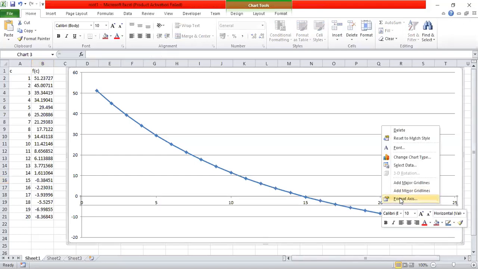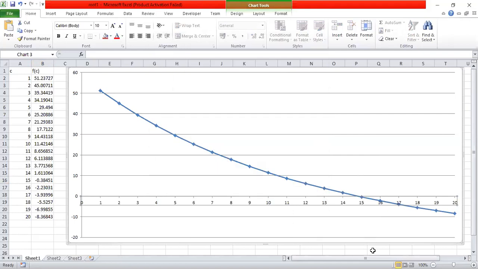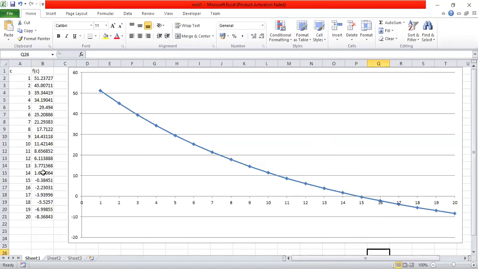So let me format the axis. Let me say the maximum is 20, then the major unit, let me say is 1, so that we can really see it. Okay, so when I formatted the axis, from these values, you can see that the root is going to be between 14 and 15, because here you are in the positive side and here you are in the negative side. So the root is somewhere in between.